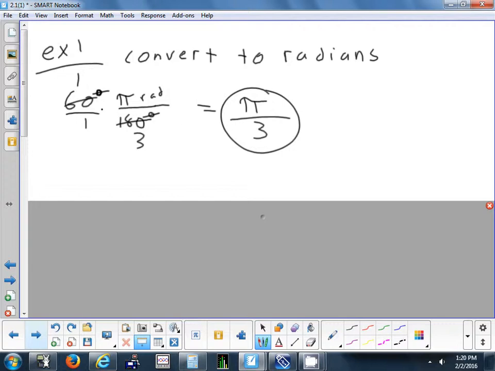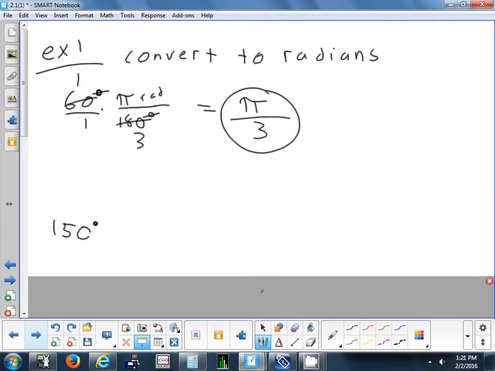Okay, we don't normally write RAD. Okay, so I'm going to stop writing it because we have to get used to not seeing that. Only time you put a label is if they want degrees. Okay, radians you don't. Okay, questions on that? Okay, if they don't ask you to round, don't worry about it. Just leave it as pi over 3. If they want you to round, they'll say it. Okay. All right, let's try 150.